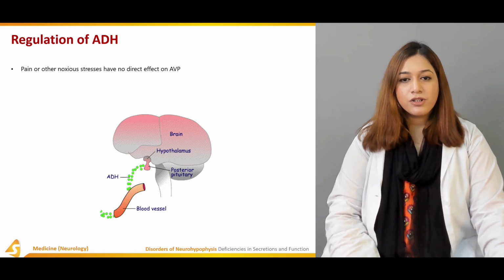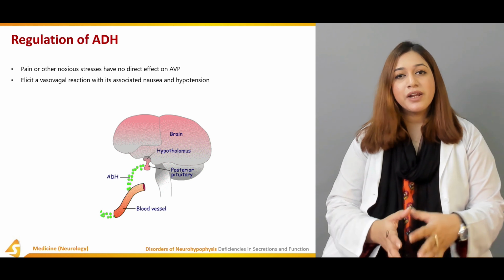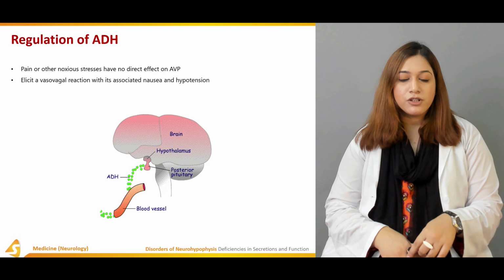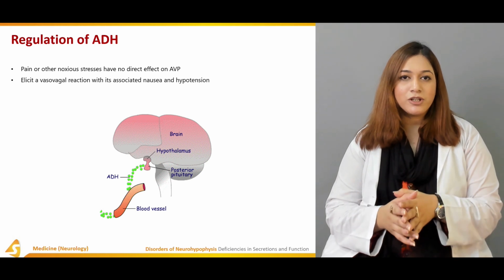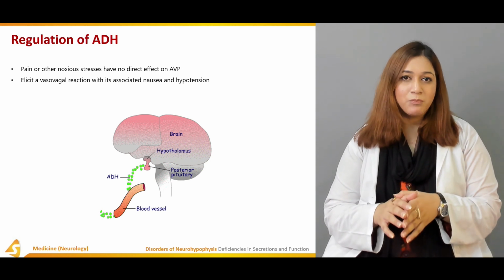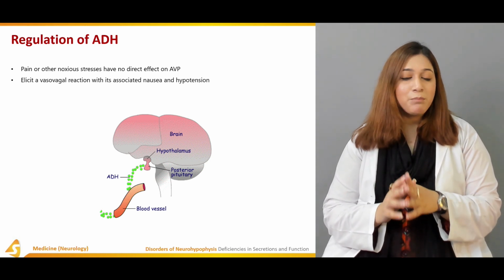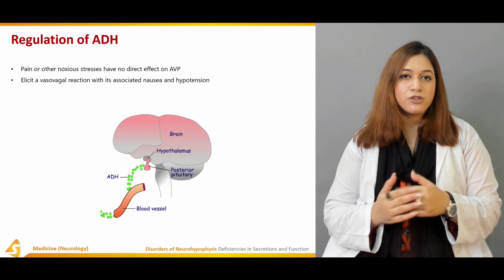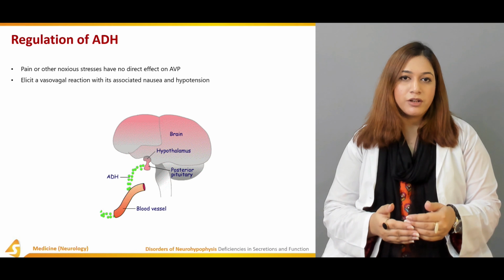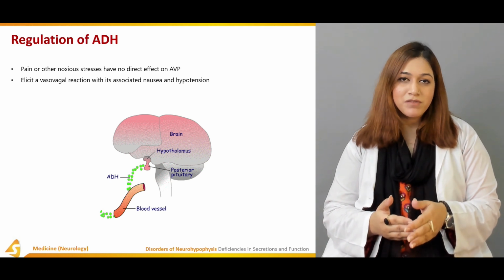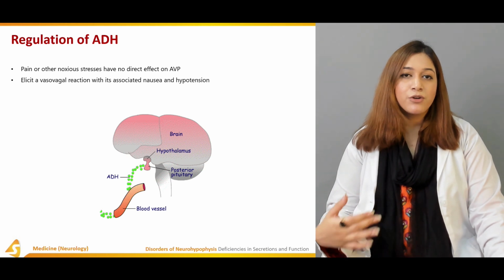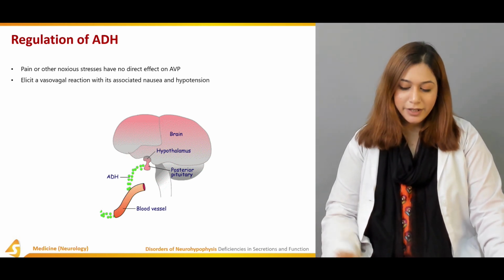Pain or other noxious stresses have no direct effect on AVP. They only elicit a vasovagal reaction with nausea and hypertension if they are associated with nausea, because in all these cases pain is basically not responsible, or it is not acting on the hypothalamus. It's always the nausea that is going to act. So if pain is not associated with a vasovagal reaction, it is not going to produce any changes, or it is not going to stimulate any release of ADH.